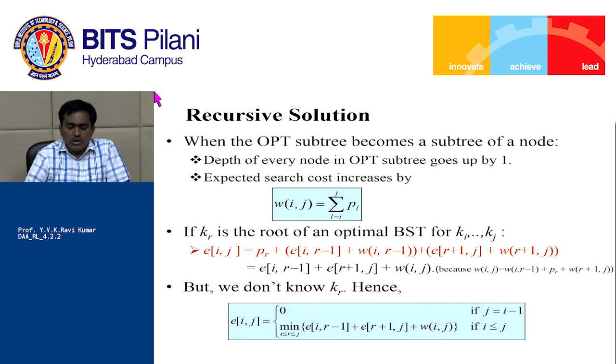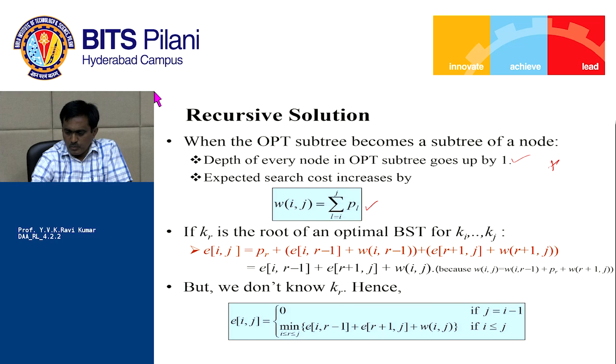Now when an optimal subtree becomes a subtree of a node, then the depth of every node in the optimal subtree goes up by 1. That is already what we discussed. Then the expected search cost is given by w(i,j), the sum of p_l for l equal to i to j. So that involves the expected search cost, where we'll search all the keys from i to j. Now, how to get the recursive solution for this one?